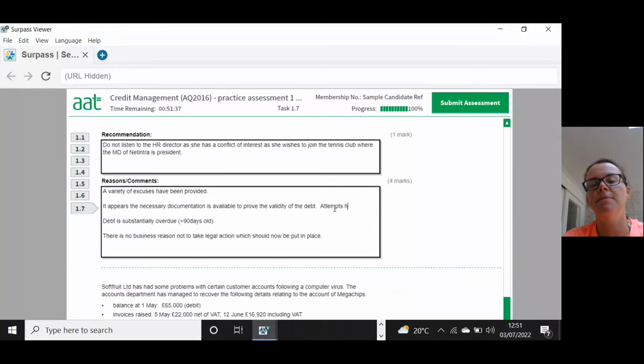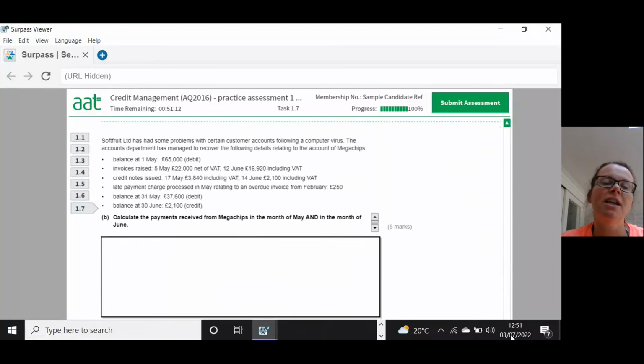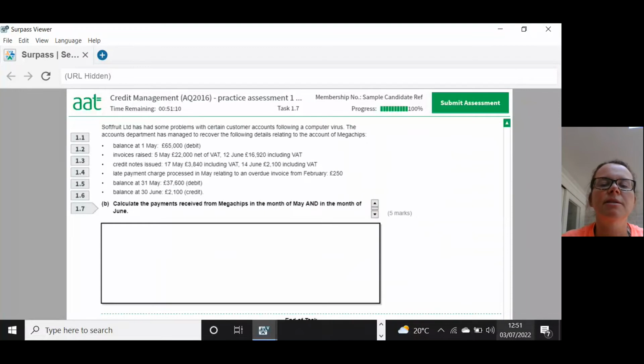I could add here, attempts have been made by Soft Fruits to discuss the matter. Okay, so just make sure you get 4 points in. Right, and then the very last part of this task seems to be very straightforward. It's basically a sales ledger control account, level 2 style.